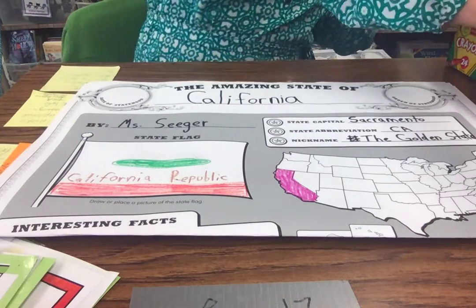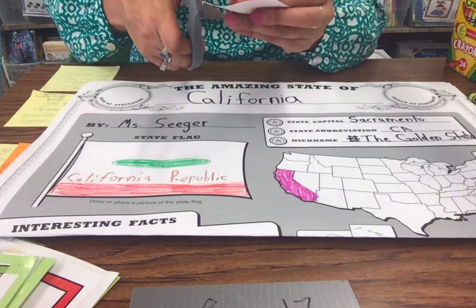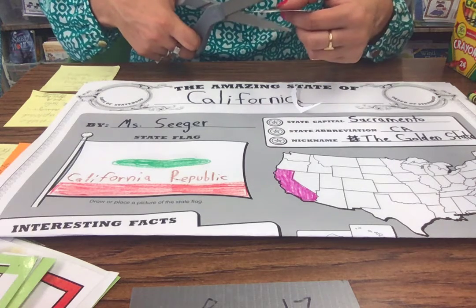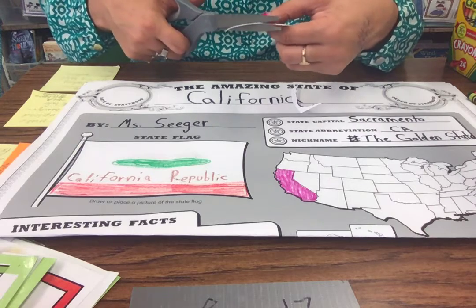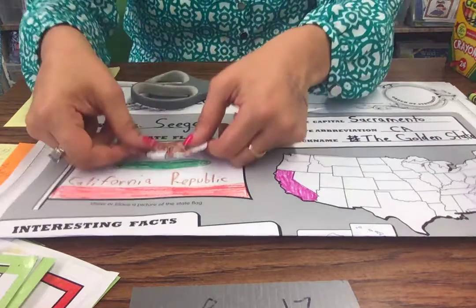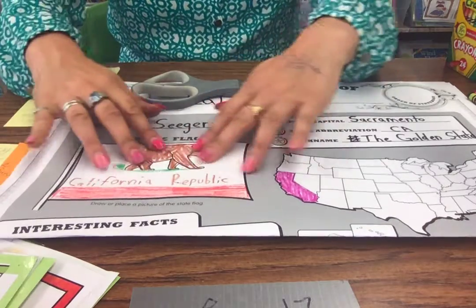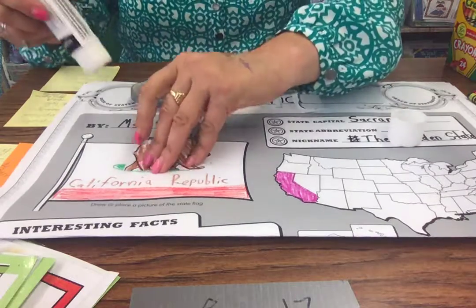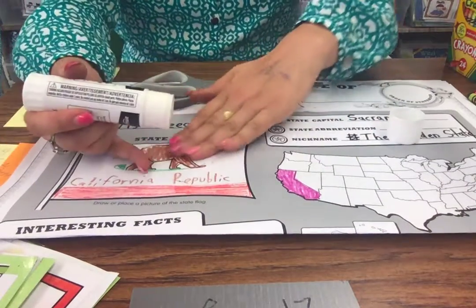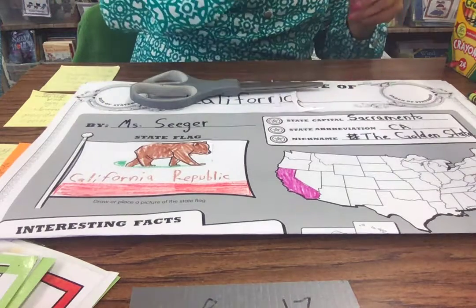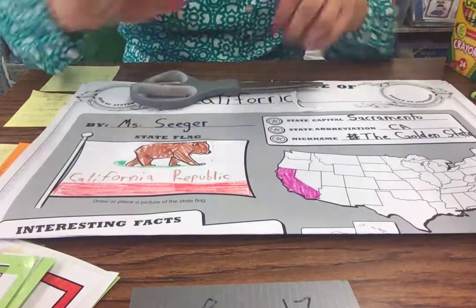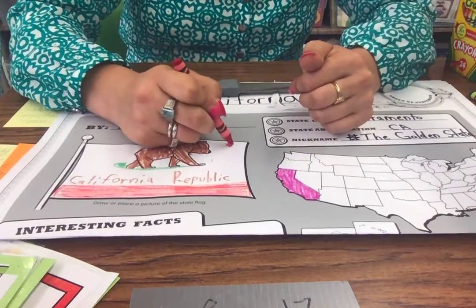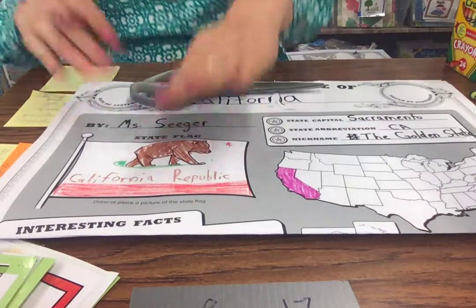So I'm going to cut him out some more because he's big for my flag. So I'm going to just make sure there's no white space at the top and no white space at the bottom. And I'm going to glue him on here. There we go. There's my bear. I'm going to put some glue up here too, make sure he stays. And then up above the bear's head, I'm going to make a little star. Right? So there's our California flag.